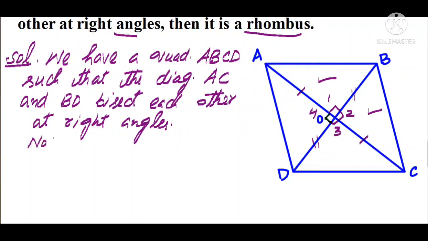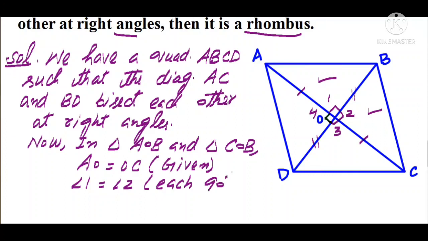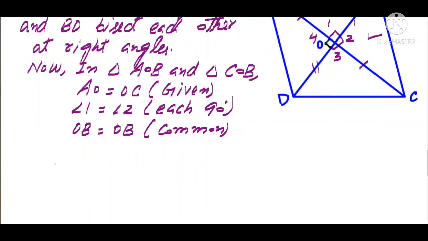Now in triangle AOB and triangle COB, in these two triangles, first point AO is equal to OC. Why? Given. Because it is given that diagonals bisect each other. Number second point, angle 1 is equal to angle 2, because measure of each of these angles is 90 degree, because the diagonals bisect each other at right angles. And the number third point is that OB is equal to OB, because it is the common side in both the triangles. So you can see it that by SAS congruency rule, the two triangles are congruent.